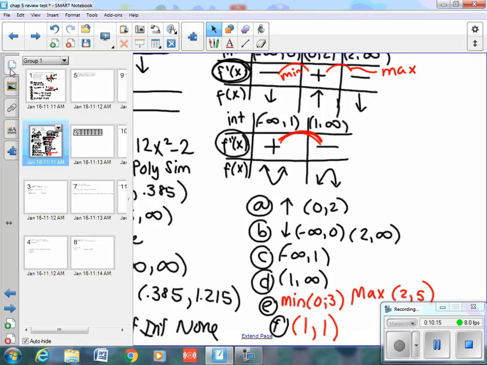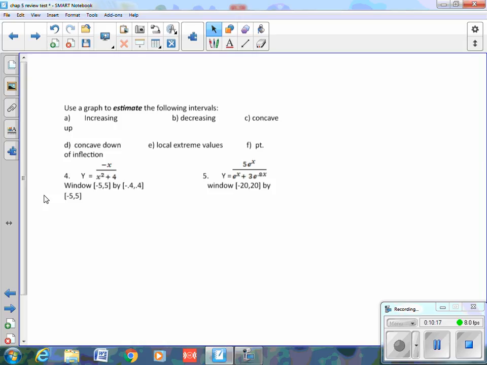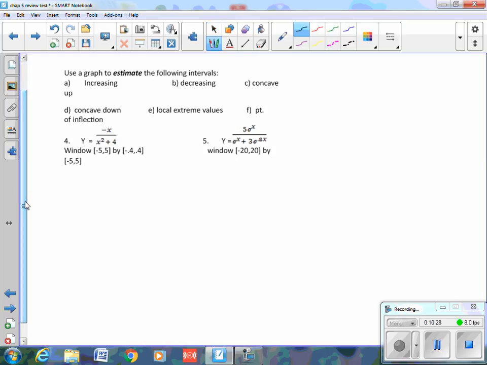Okay, the next problem. Use a graph to estimate the following intervals. So I'm going to go off of here, and no, I'm just going to show you. So you're going to graph it. You're going to go under your graphing calculator, and this is key right here, it's estimate. Everybody could have different answers depending on what you do under your graphing calculator. So under Y1, you're going to put this under Y1 under your graphing calculator. You're going to change your window to what it says, from negative 5 to 5 by negative 0.4 to 0.4.